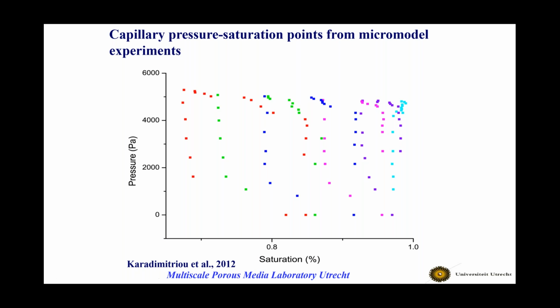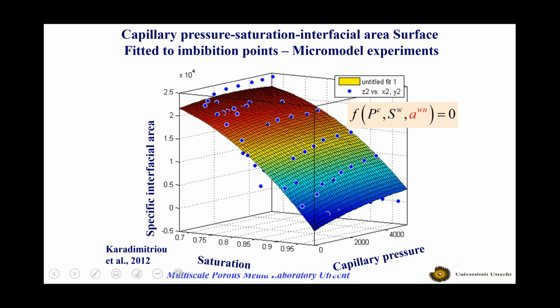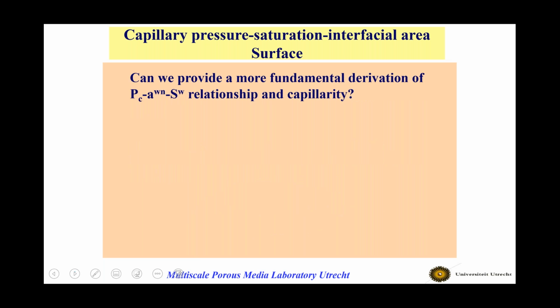These are experiments we did using a micromodel. These are Pc plotted versus saturation for many scanning curves. If you plot it as a 3-dimensional surface, then the points all fall on a surface that is the same for drainage and imbibition. This is drainage points plotted. This is imbibition points. And the difference between these two surfaces is less than 10%. We can even fit a formula to that, showing that Pc is not just a function of saturation, but interfacial area.